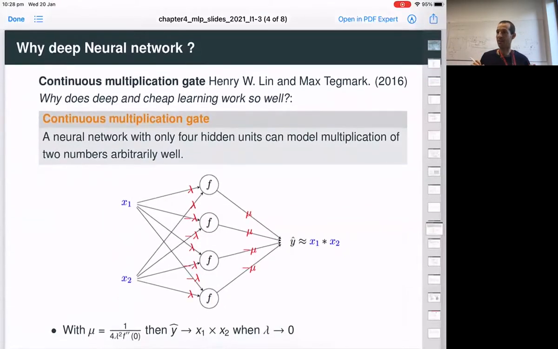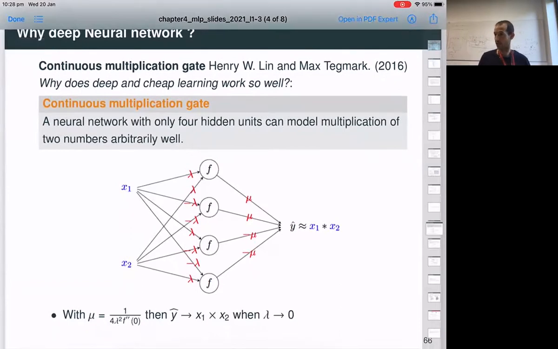Okay, the continuous multiplication gate. I try to be very clear on this point. If I have two inputs, X1 and X2, and I want to compute X1 multiplied by X2, in fact a neural network with only four hidden units can model a multiplication of two numbers. You can ask, why is it useful? We'll see. In this paper, they show that for an activation function F and some specific weights, you can approximate the multiplication of X1 times X2. Keep in mind that any multiplication of two inputs can be approximated by just four hidden units.